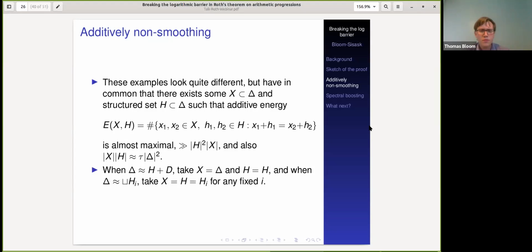And also, I can say something about the size of these, not individually, but taken together: I can say that the product of their sizes is roughly τ times |Δ|². Okay, so this is true in both the previous examples.